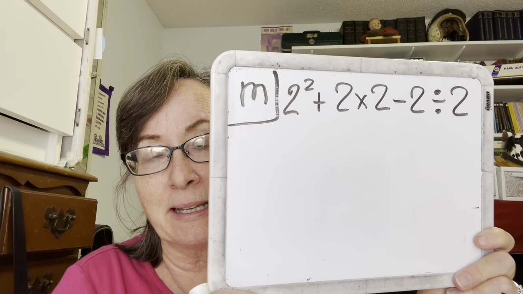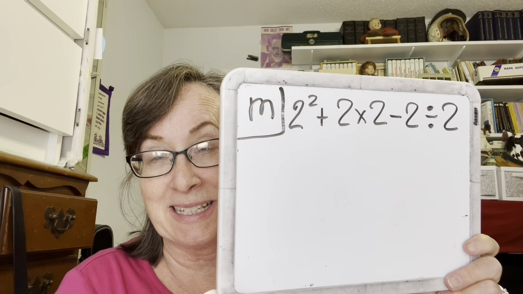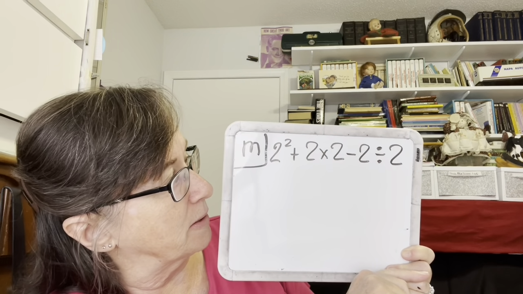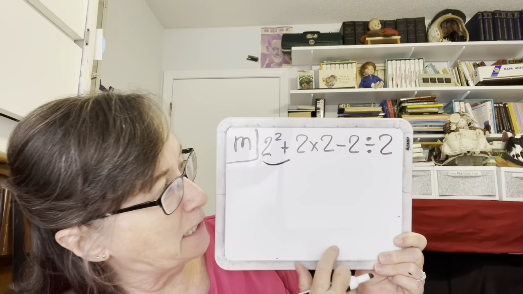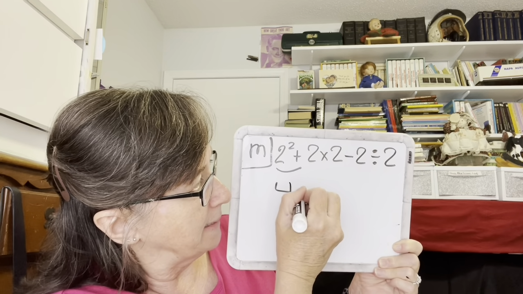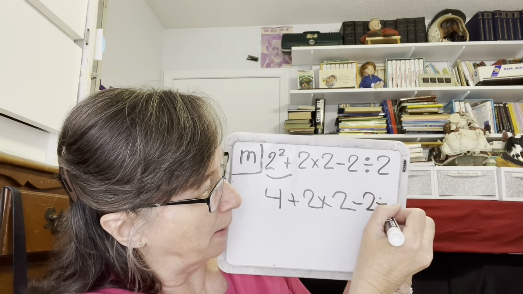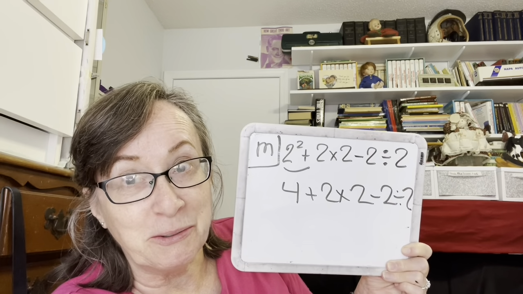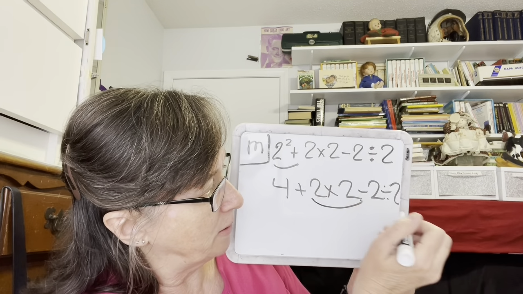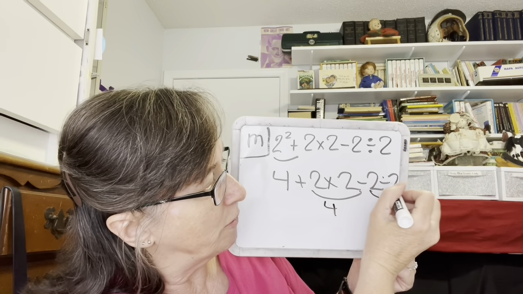Oh, I like this one. Okay, so we're going to have to evaluate a whole bunch of 2's and see what this equals. Okay, so we have no parentheses, no grouping symbols. So we're going to do our exponent first. So 2 squared is 4 plus 2 times 2 minus 2 divided by 2. Now we're going to do our multiplication and division left to right. So 2 times 2 and 2 divided by 2. 2 times 2 is 4. 2 divided by 2 is 1.